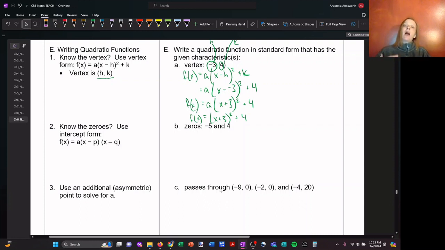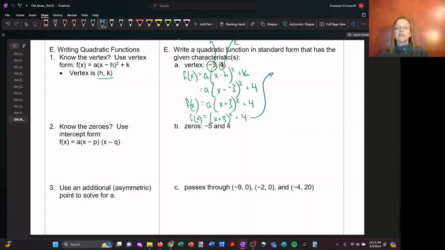In this next example, I'm supposed to write a quadratic function. Oh, I'm sorry. I'm supposed to write this in standard form. I didn't follow my own instructions, so I'm not finished with this yet. I need to write this in standard form.